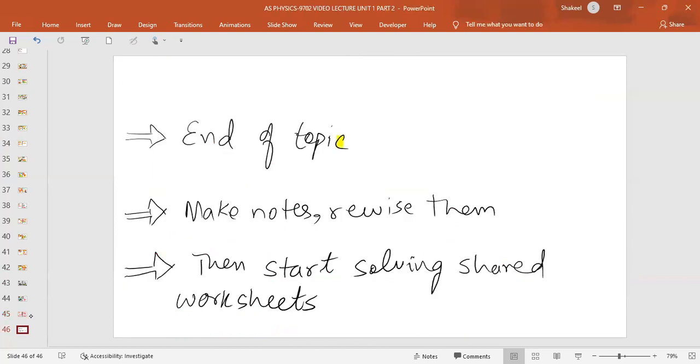Okay, so now this is the end of the topic. You have to make notes, you have to revise them, and then you have to start solving the worksheet.